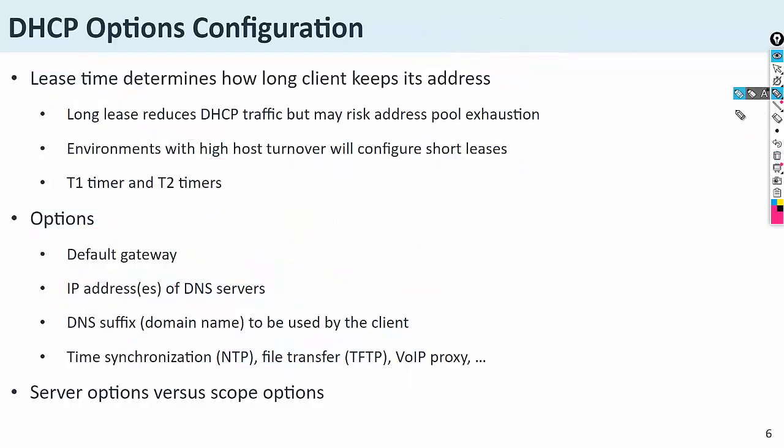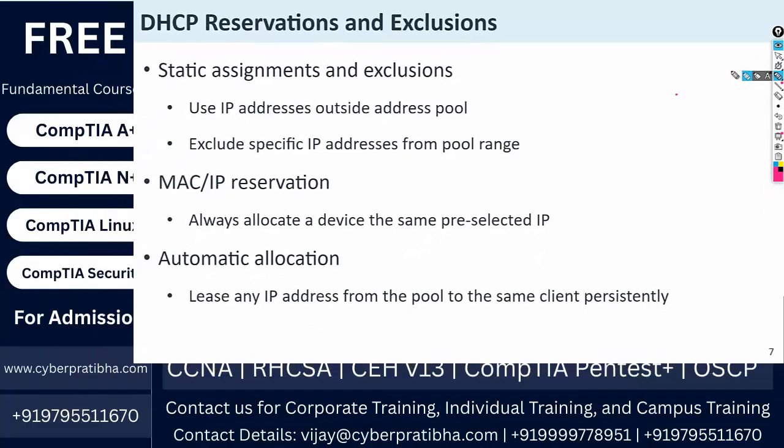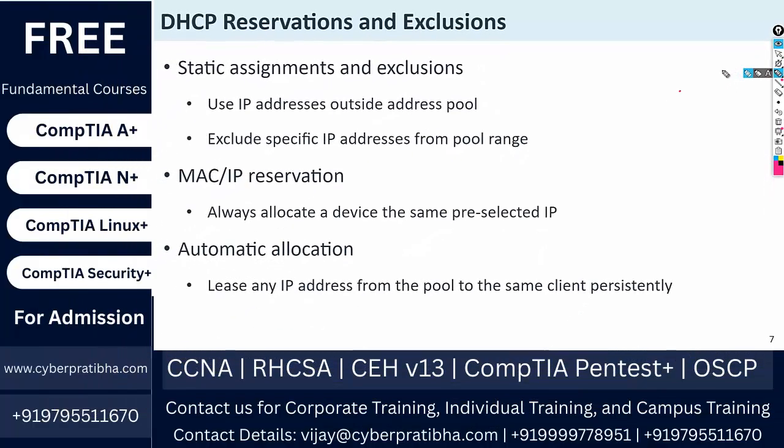Different types of servers can be configured. Like I have configured the DHCP server on the router, but a separate DHCP server can be configured. Okay, most organizations have a separate DHCP server. So some specific configuration also exists inside the DHCP server, which is called reservation and exclusion.